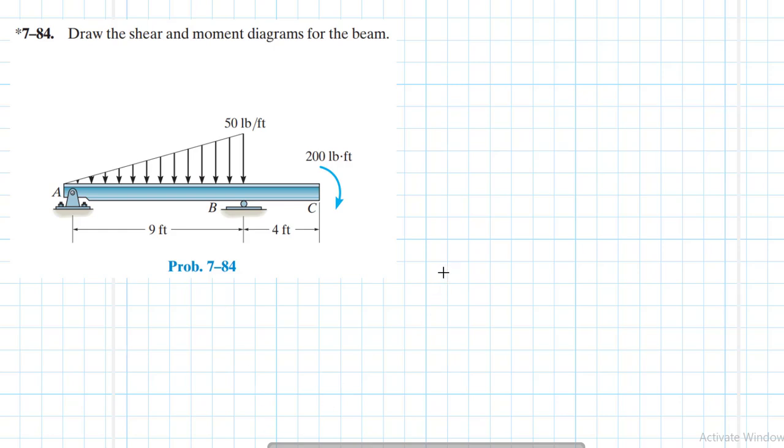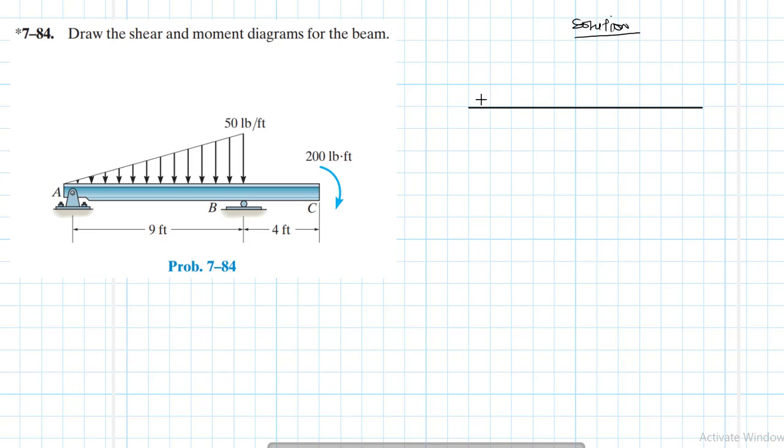The problem reads: draw the shear and the moment diagrams for the beam. This problem is coming from the Engineering Mechanics Statics textbook, 13th edition, by R.C. Hibbeler. So to start the problem, we are going to draw the beam.